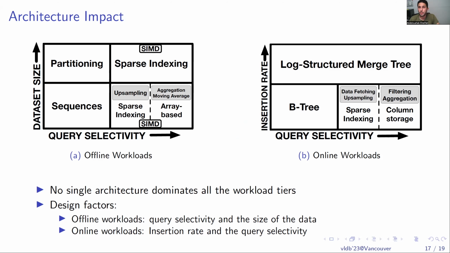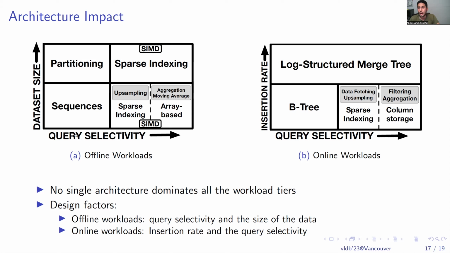Wanting to go beyond the actual systems, to understand their underlying architectures and to find a recommendation of the best architecture, we have found that there is no single architecture that outperforms all the systems for all the workloads. However, we have identified a set of factors that significantly impact systems' performance for both offline and online queries. For the offline workloads, we have seen that the query selectivity and the dataset size impact systems' performance the most.